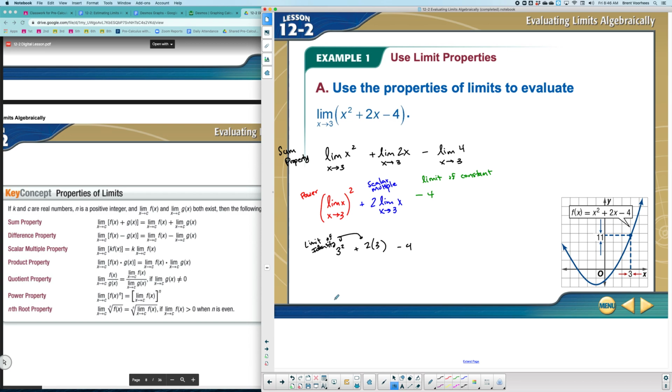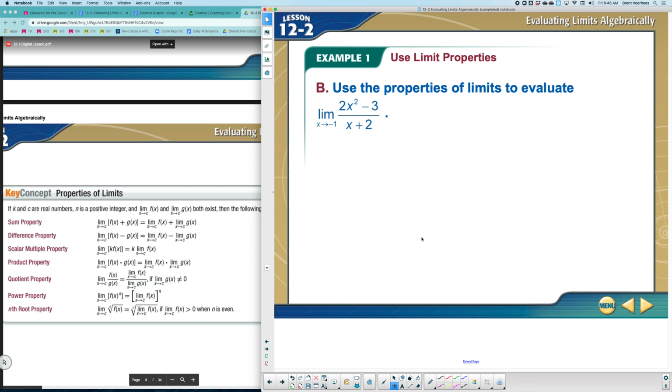And so those are both the limits of an identity function. So now I can just simplify the math. 3 squared is 9, plus 6, that's 15, minus 4 equals 11. And that is my limit right there. My limit as x approaches 3 of x squared plus 2x minus 4 would then equal 11 using those properties. And so you saw it here graphically and now doing algebra here.